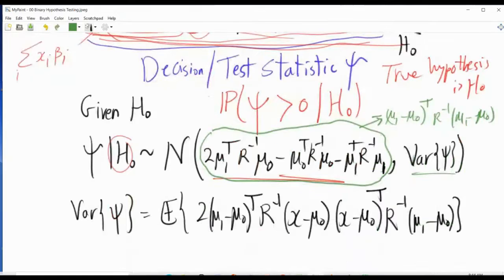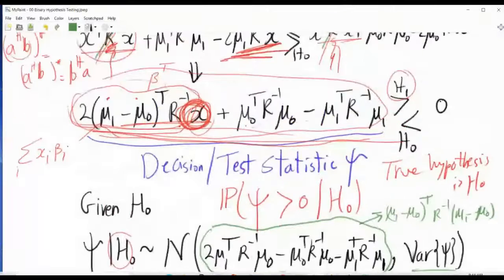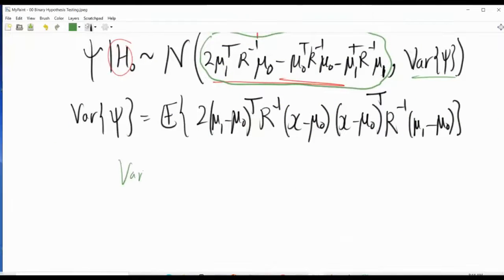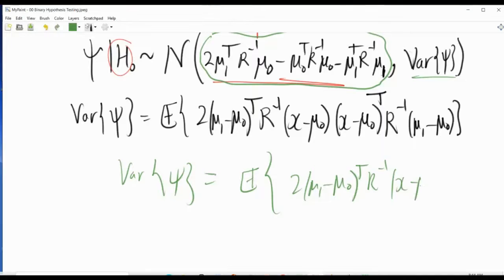What about the variance? The variance is a scalar. You subtract the mean and compute the expectation of the square. This is a constant, so when you subtract the mean, it is eliminated. So the variance of psi is the expectation of the square of 2 (mu1 minus mu0) transpose R inverse (x minus mu0). So this is x minus its mean, and then you take the square.